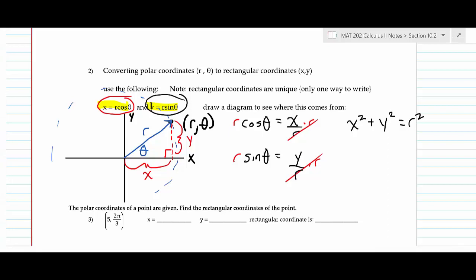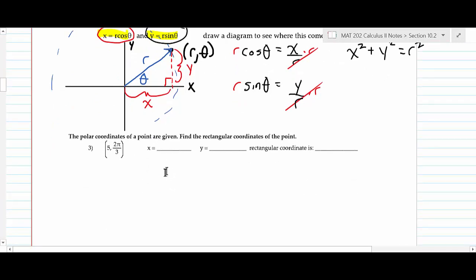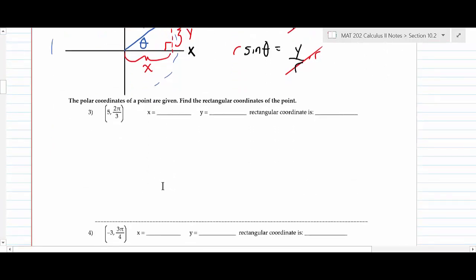When you go to Calc 3 and you start working with spherical and cylindrical coordinates, you do something similar. You have substitutions to change coordinate systems, and oftentimes it makes the calculation a little bit simpler. So what I want to run through is this: I'm giving you a polar coordinate, which means I'm giving you a radius and I'm giving you theta. We want to change this to a rectangular coordinate. This is all you have to do.